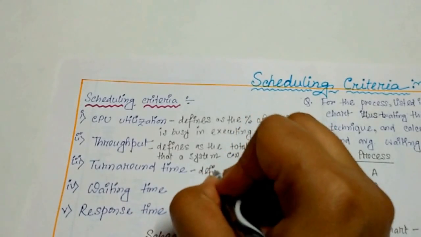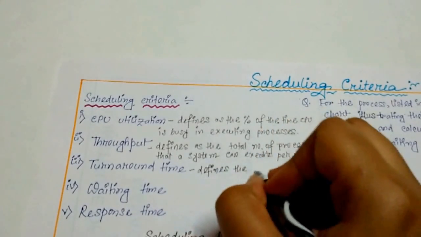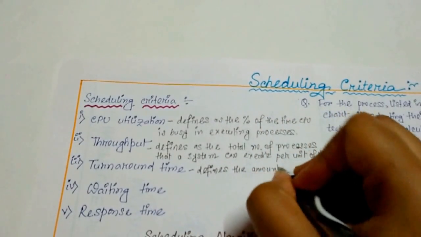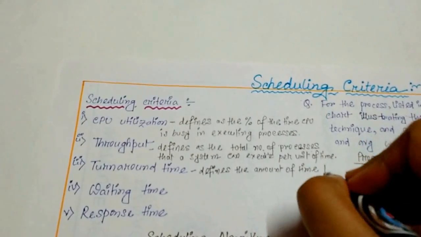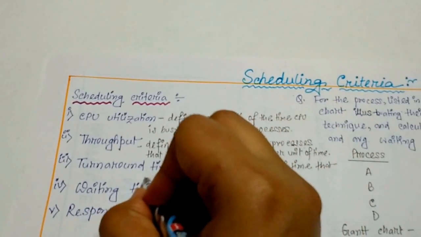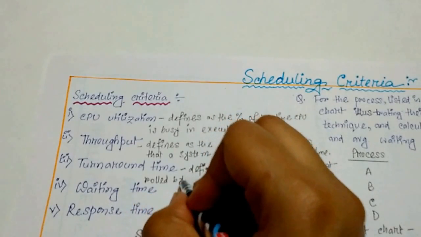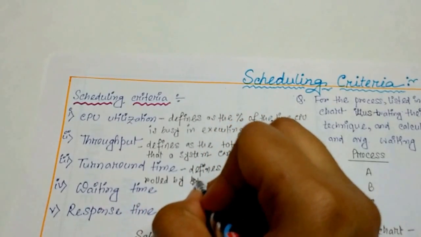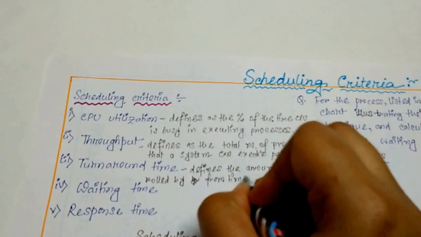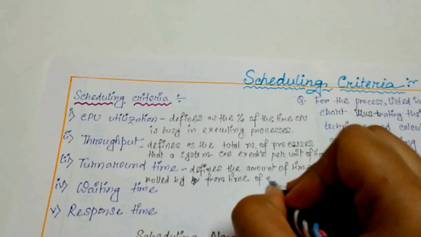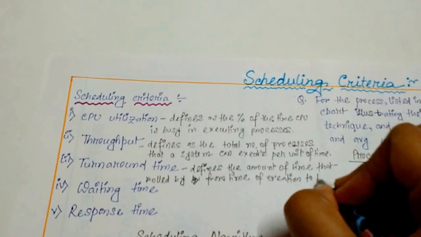It is defined as the amount of time that has rolled by from the time of creation to termination.